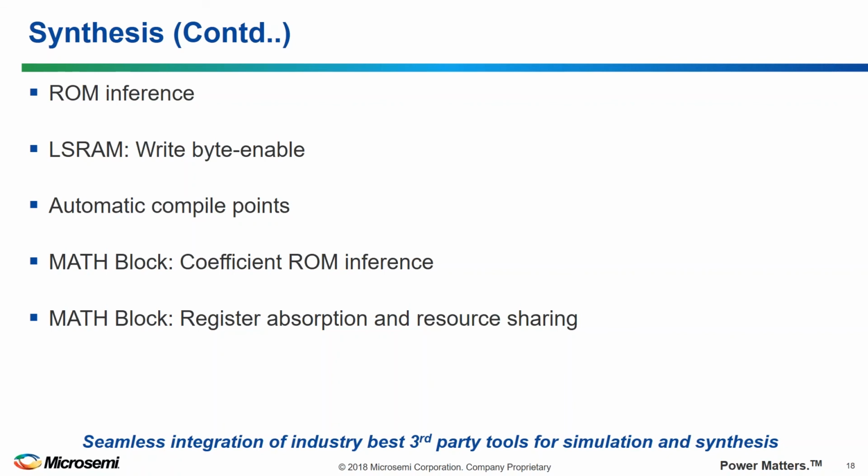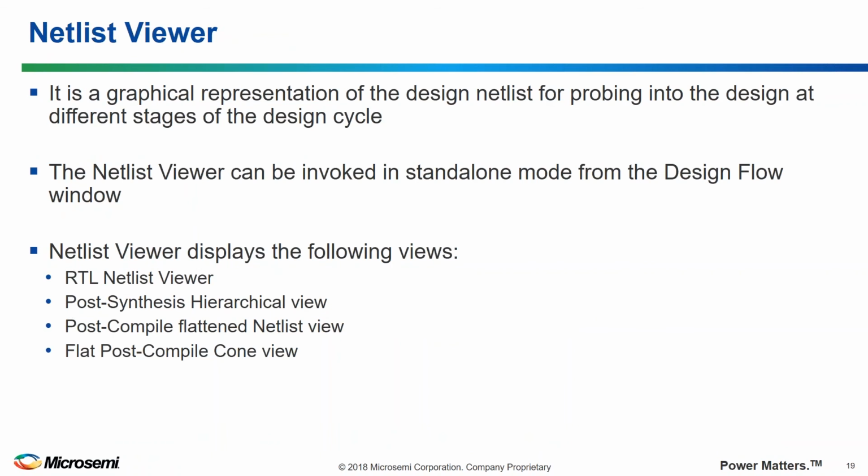Some other features: PolarFire devices include a math block for DSP functions, and the math block has a small coefficient ROM that's 16 by 8. You can automatically infer that coefficient ROM when you're writing RTL. The math block also has built-in registers, so we have register absorption. If you write a description where you have registers outside the description of your mathematical functions, the synthesis tool can automatically pull those registers into the math block and use the registers that are in the math block, and save the other registers in the FPGA fabric for other logic.